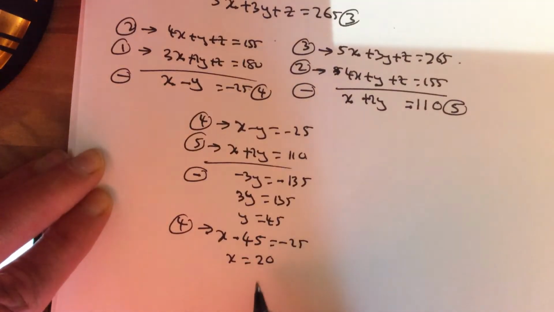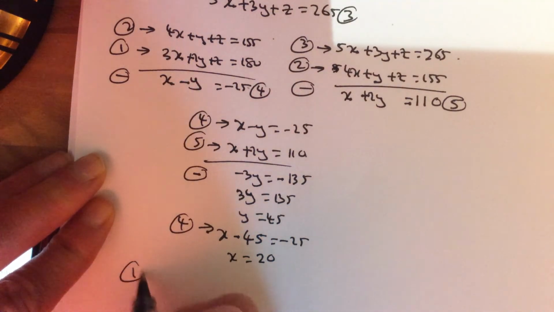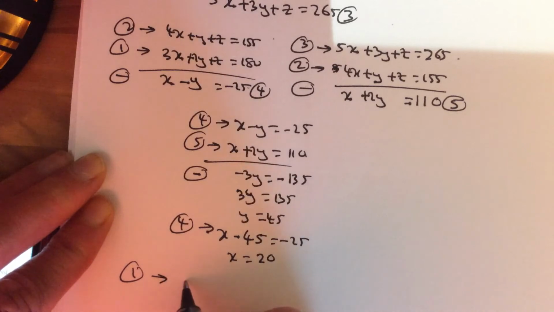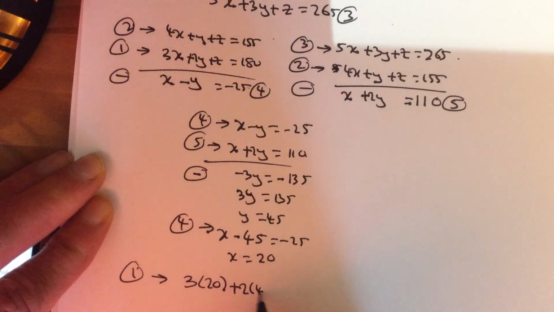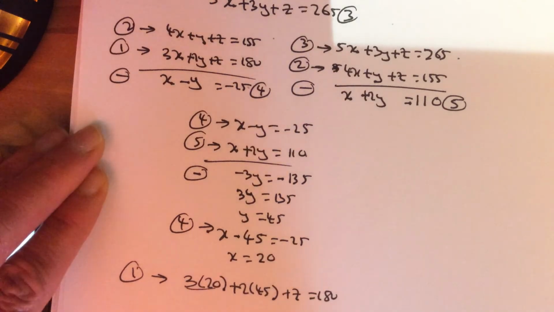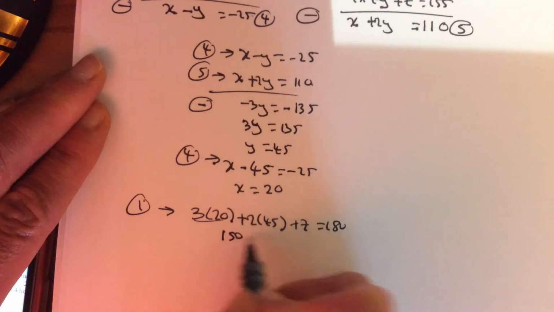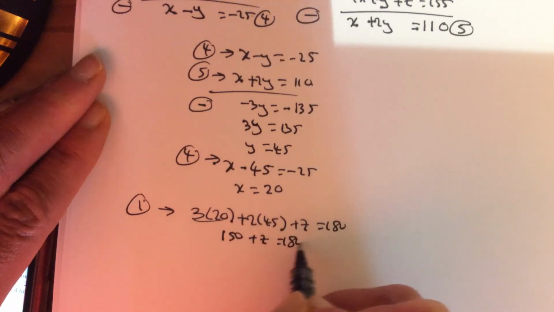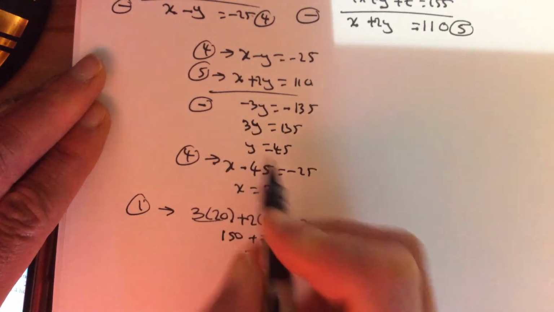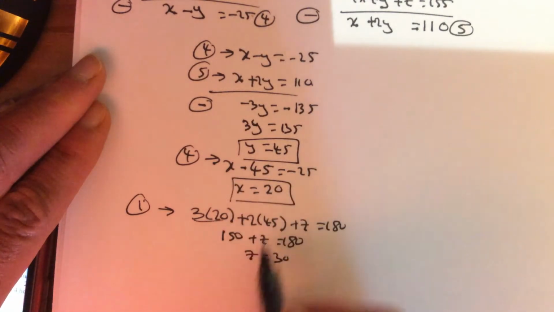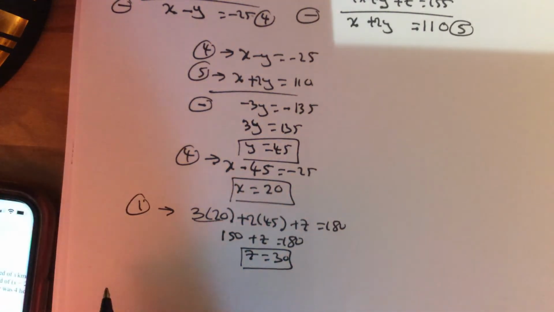And then sub it into one of the equations from the beginning. I'll just use equation 1. So equation 1 is 3 times x plus 2 times y plus z equals 180. So that's 60, add 90, giving you 150. Add z equals 180. So z equals 30. And that's your 3 answers.